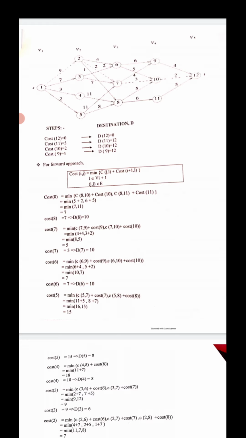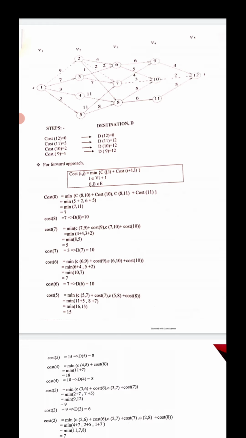Okay, now we have to calculate cost of 6 comma 9 plus cost of 9, and cost of 6 comma 10 plus cost of 10, assigned to the minimum. Cost of 6 comma 9, how much will the value be? 6 plus cost of 9, how much? 4. Cost of 6 comma 10, how much? 5 plus cost of 10, how much? 2. Now we have to calculate the minimum of 10 comma 7. Which one is minimum? 7. Now the cost of 6 will be 7.